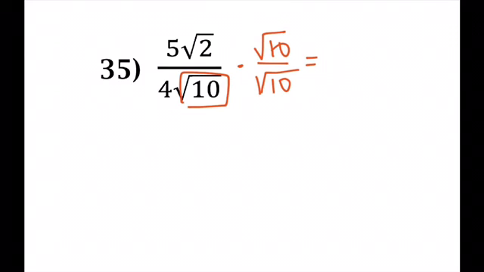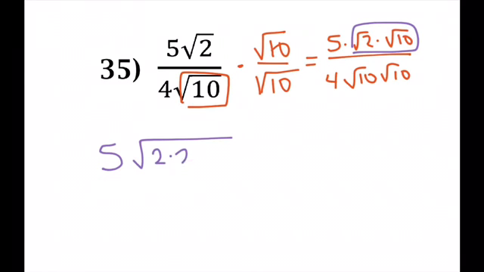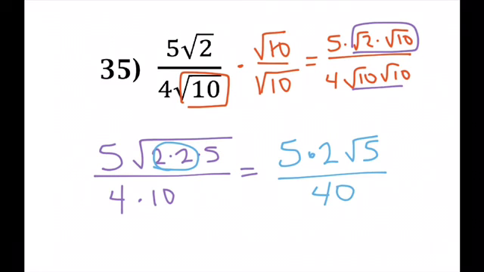So on the top, I've got 5 times square root 2 times square root 10. On the bottom, I've got 4 times square root 10 times square root 10. So on the top, I've got 5, and then square root 2 times square root of 10 is square root of 2 times 10, which is 20, but I don't want to write 20 because I have to simplify it. So 2 times 10, I can write it like that. On the bottom, I've got 4 times, and then square root 10 times square root of 10 is just 10. So what that does for me is it gives me a pair of 2's, so on the top I'll have 5 times 2 and then square root 5, and on the bottom I've got 40.